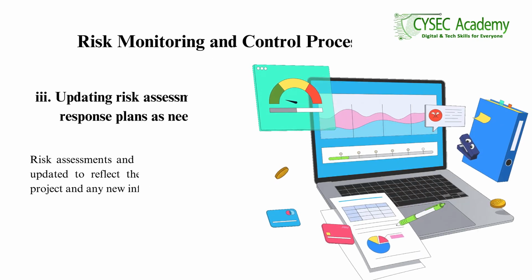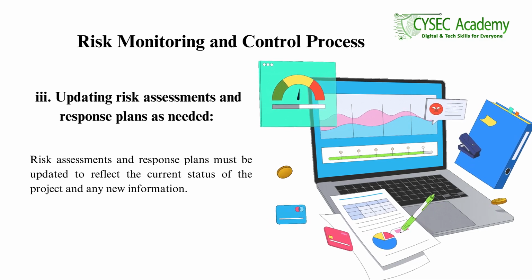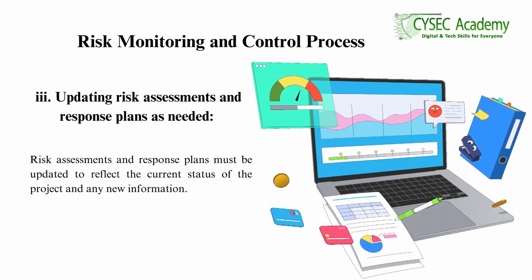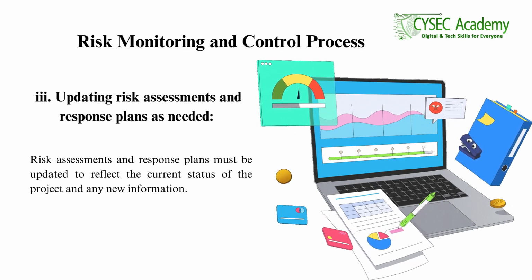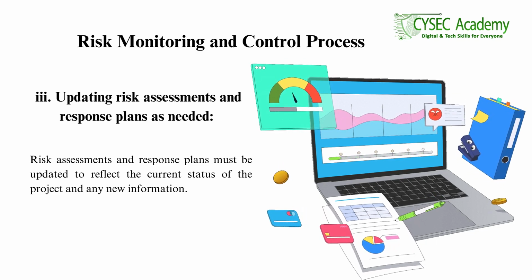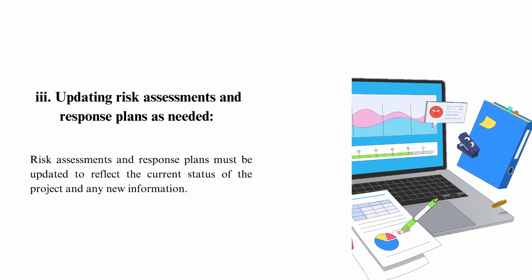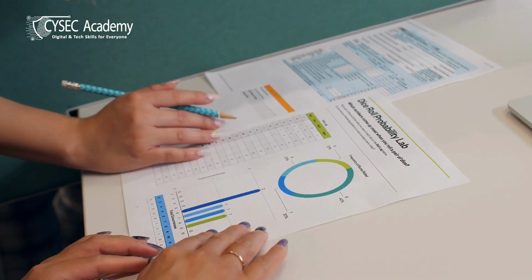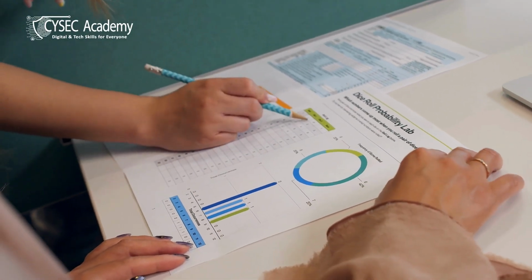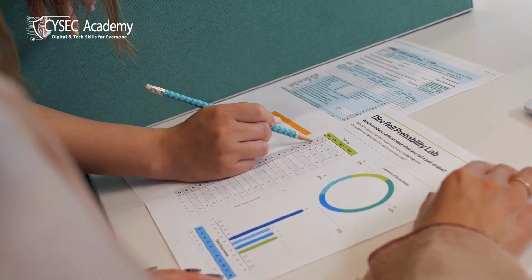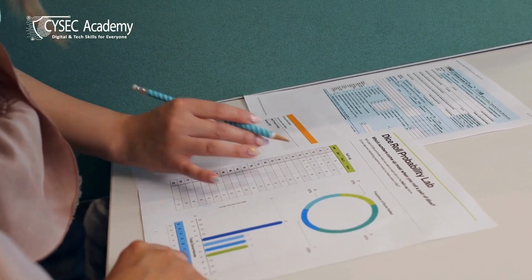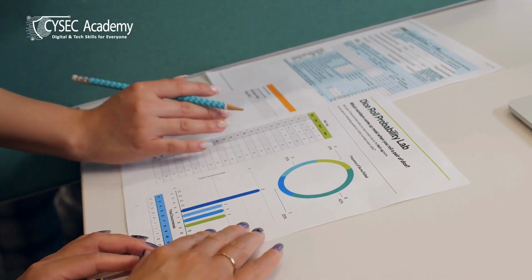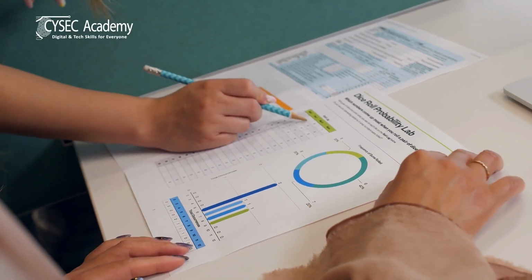3. Updating risk assessments and response plans as needed. Risk assessments and response plans must be updated to reflect the current status of the project and any new information. This ensures that the project's risk management approach remains relevant and effective. Updating risk assessments is like a pilot adjusting a flight plan due to changing weather conditions. Just as a pilot needs to adjust the route to ensure a safe and efficient flight, project managers must update risk plans to navigate the project successfully.